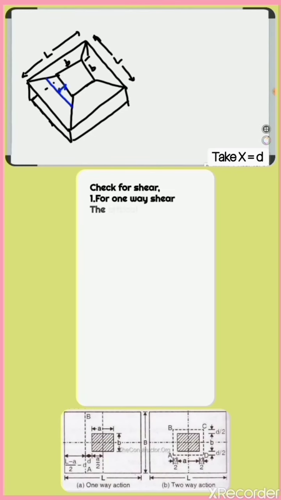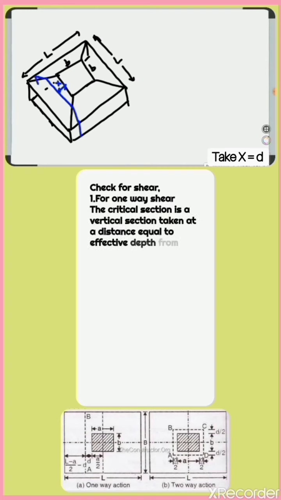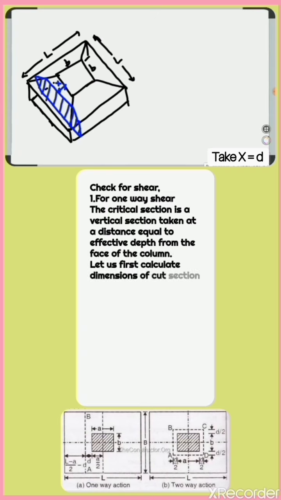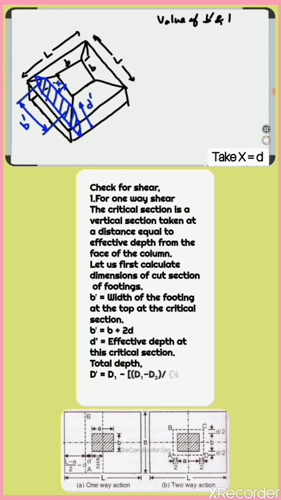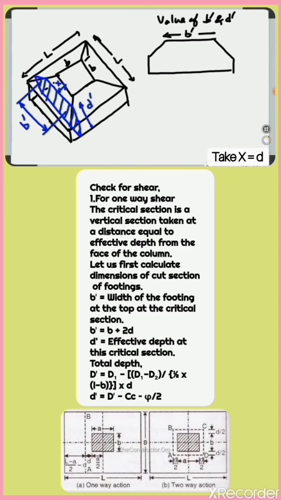Check for shear. 1. For one-way shear. The critical section is a vertical section taken at a distance equal to effective depth from the face of the column. Let us first calculate dimensions of cut section of footings. B dash equals width of the footing at the top. At the critical section, B dash equals B plus 2 times D, assuming angle of slope equal to 45 degrees.